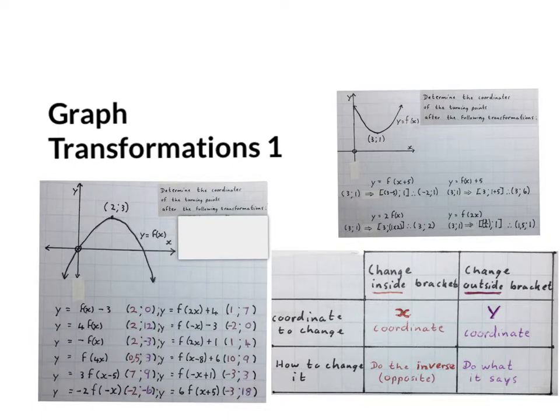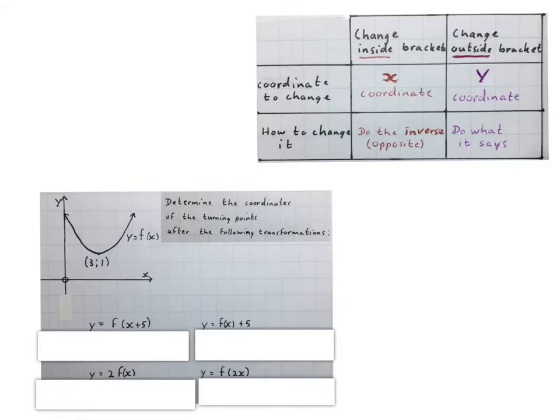Good day. In this video, we're going to look at graph transformations. This is the first video on that topic. In the first problem, they give us a graph called y equals f of x. They give us the minimum turning point, which is (3, 1). X is 3 and y is 1.